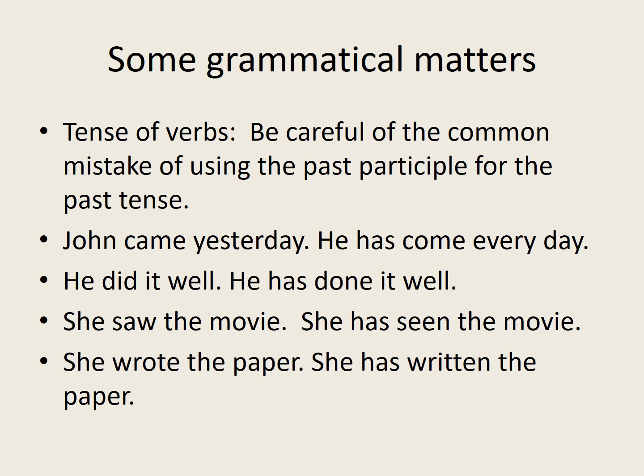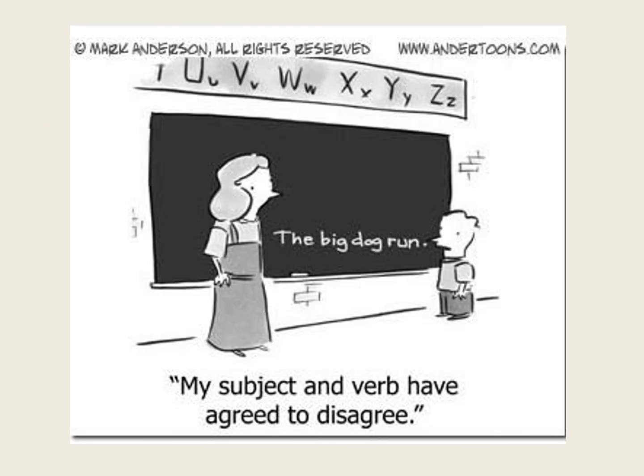And of course, we have tense verbs, and a lot of people in our everyday talk, we make the common mistake of using the past participle for the past tense. John came yesterday. He has come every day. Some people might say, John come yesterday. He did it well. He has done it well, not he done it well. And she saw the movie. She has seen the movie, not she's seen it, etc. And again, a cartoon.